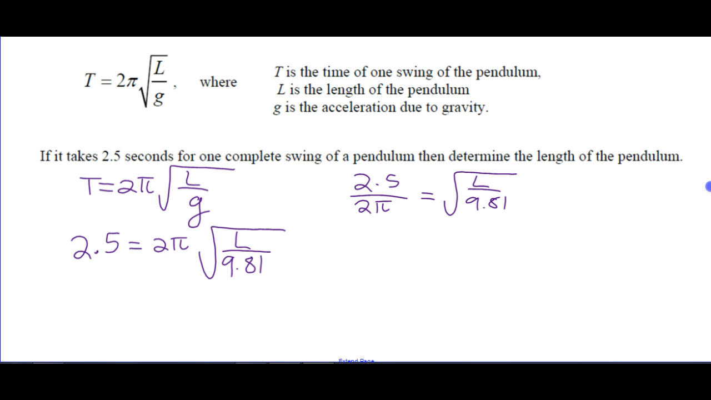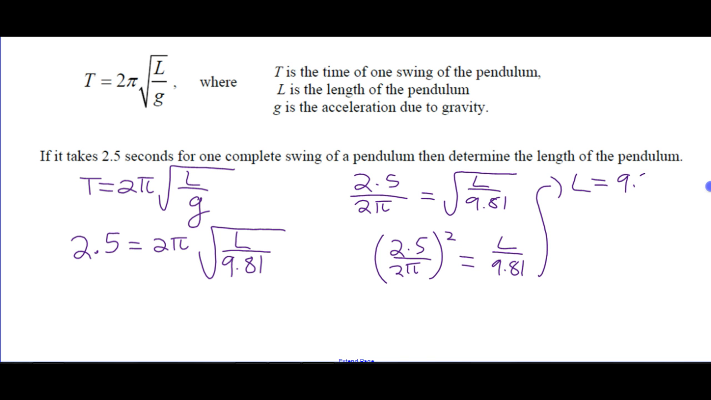Okay, is the radical now isolated? So what do we do? Square both sides. So I'm just going to write this as 2.5 over 2 pi squared is equal to L over 9.81. So what's L equal to?